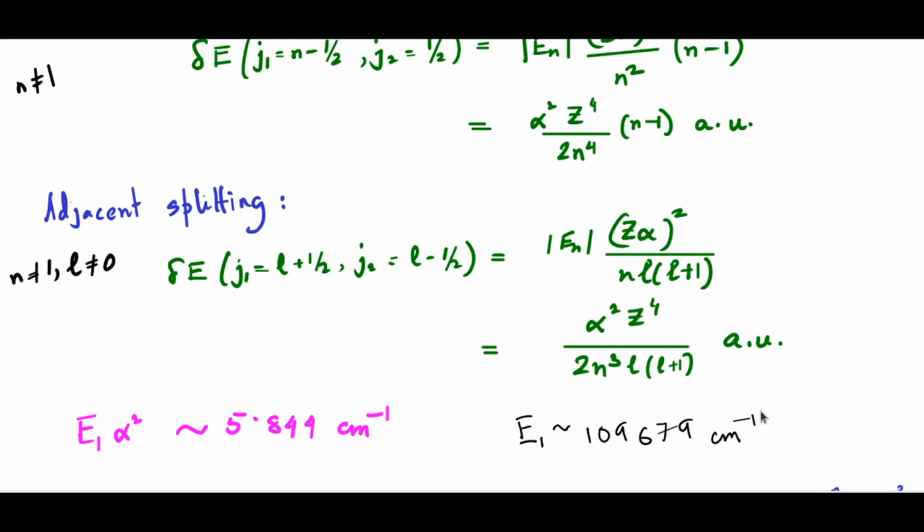Since alpha is 1 over 137, it is pretty easy to figure out that E1 times alpha square, the quantity which actually sets the scale of the whole thing, is 5.844 per centimeter. Bear this in mind. This is the tiny amount of shift that you would see in wave numbers, and it is actually a great testament to the amount of ingenuity of experimentalists that they can routinely measure such changes nowadays.